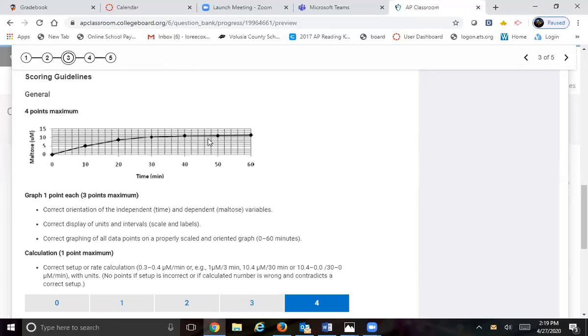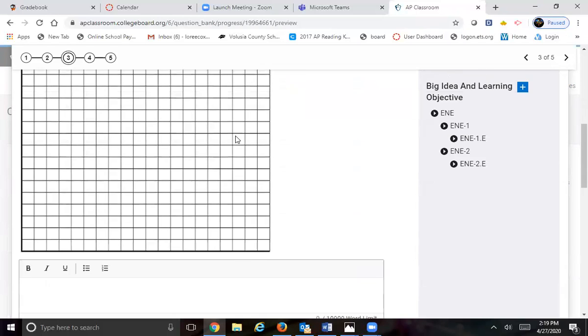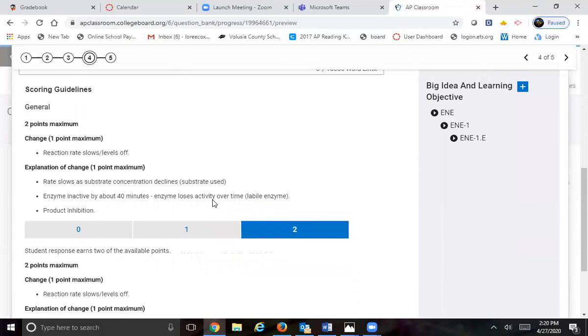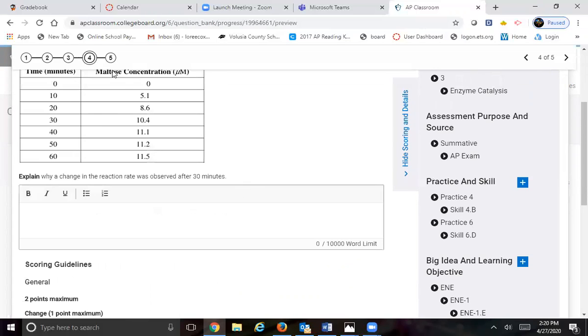So as the concentration runs out, as you're running out of substrate, there's no more substrate left to react, right? So it kind of flatlines. So you got a point for saying that the reaction slowed. The second point was that the enzyme can no longer react to that substrate, right? So that was the last part.